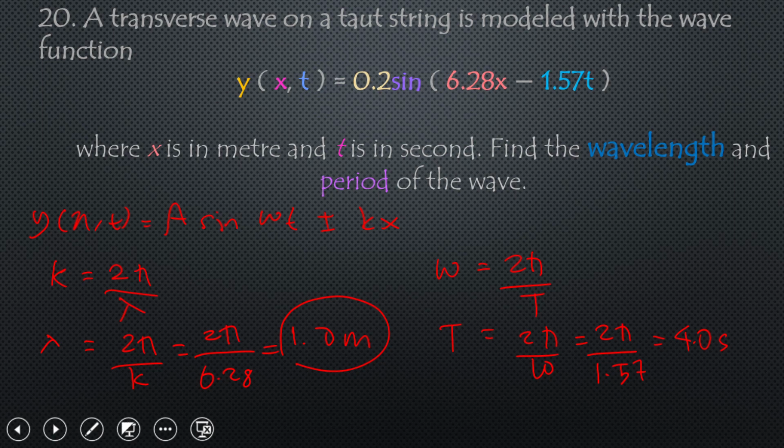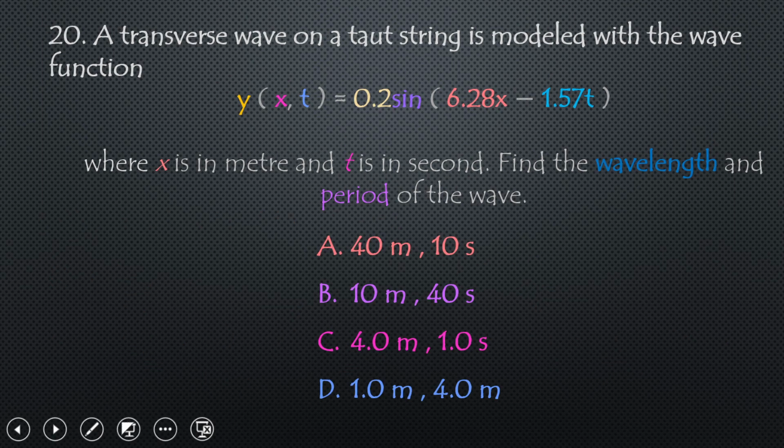So for the answer options A, B, C, D, lambda is 1 meter, and the period is 4 seconds. So the answer is D for number 20. Okay, now we will continue with the next questions.